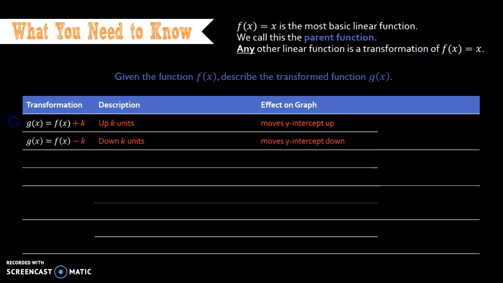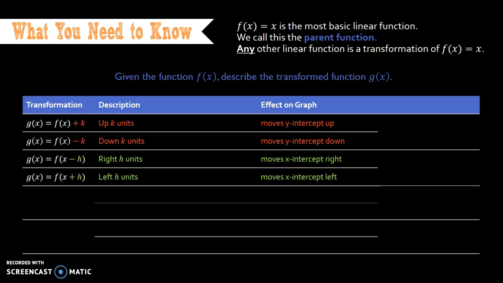You can also subtract something from your function and that would move it down that number of units. You can subtract something with just your x, just your input. That's going to shift your whole graph to the right. It also moves your x-intercept to the right. You can add something to your x value. That's going to shift your graph to the left that number of units. It moves your x-intercept to the left.